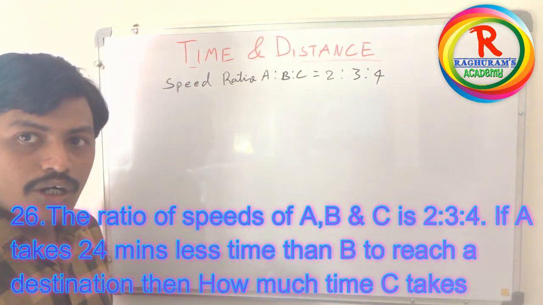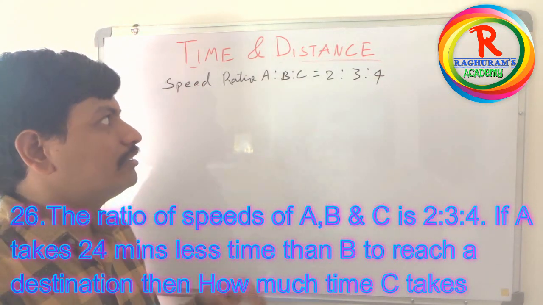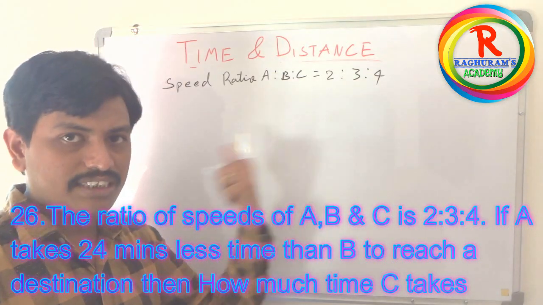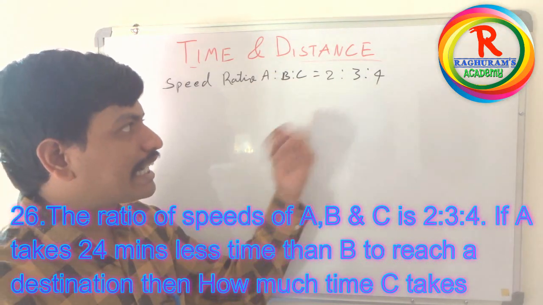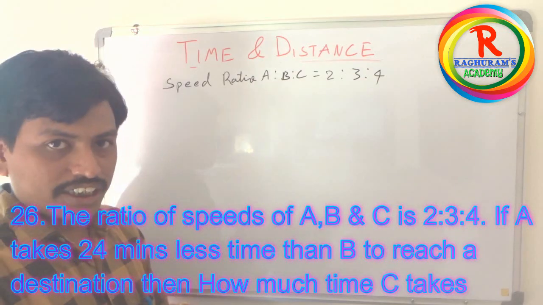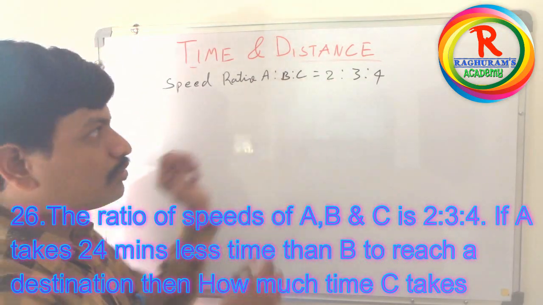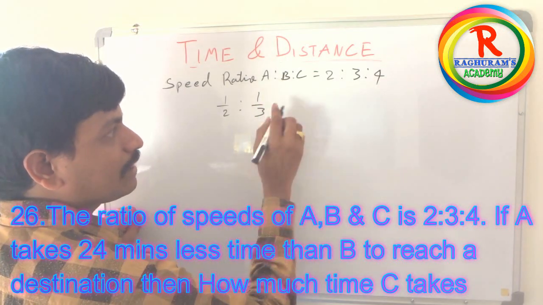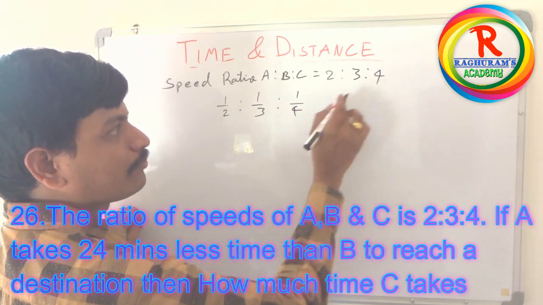2:3:4. Okay, here we need to find the time ratio. If there are only two members, we can take the reciprocal of this one. So here also we can get the reciprocal. I'll tell you a shortcut way later. So 2, that's nothing but 1/2 is to 3, I'll take 1/3 is to 4, I'll take 1 by 4.